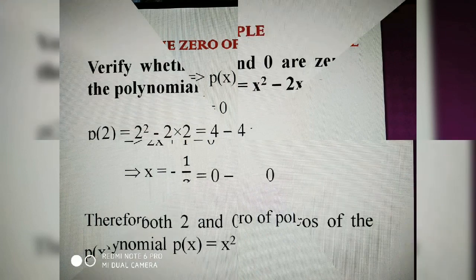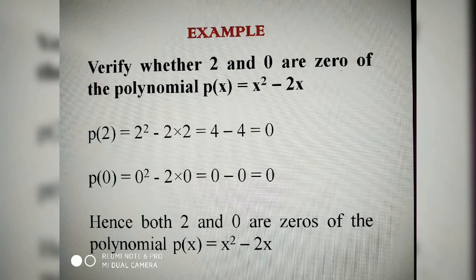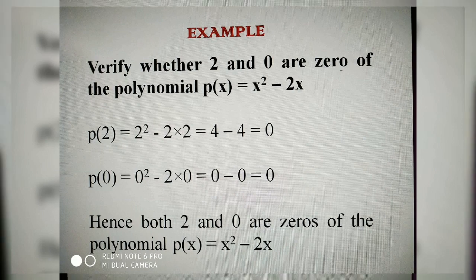Then another example: verify whether 2 and 0 are zeros of the polynomial p of x, x square minus 2x. So we have to find p of 2. It becomes 0 here. So that means 2 is a zero of this polynomial. Again we have to find p of 0. It also became 0. So 0 is also a zero of this polynomial. So both 2 and 0 are zeros of this polynomial p of x.